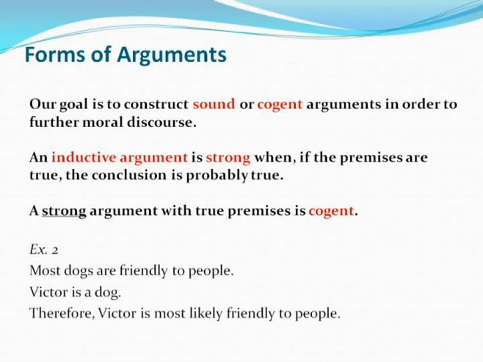Looking at our example, we make an assumption in our first premise that most dogs are friendly to people, and again, experience can tell us that this is reasonable if it is not always 100% the case. We introduce a specific example in Victor the dog and conclude that since Victor is a dog, he is most likely friendly to people. Again, with inductive arguments, we are not necessarily seeking a certain conclusion.